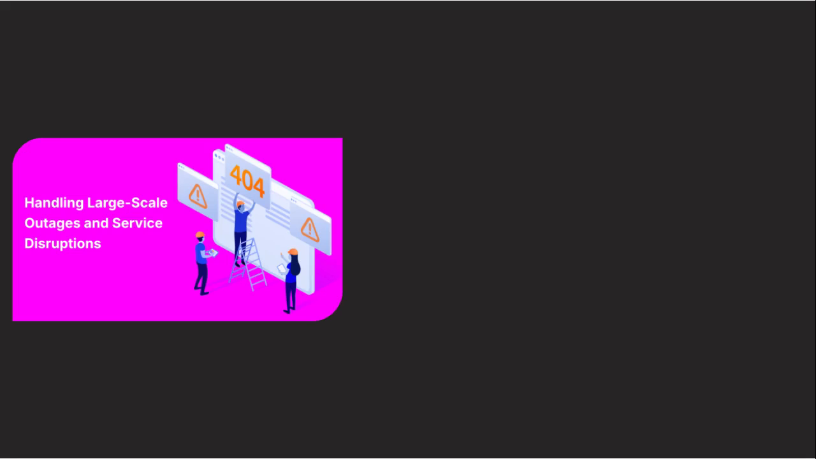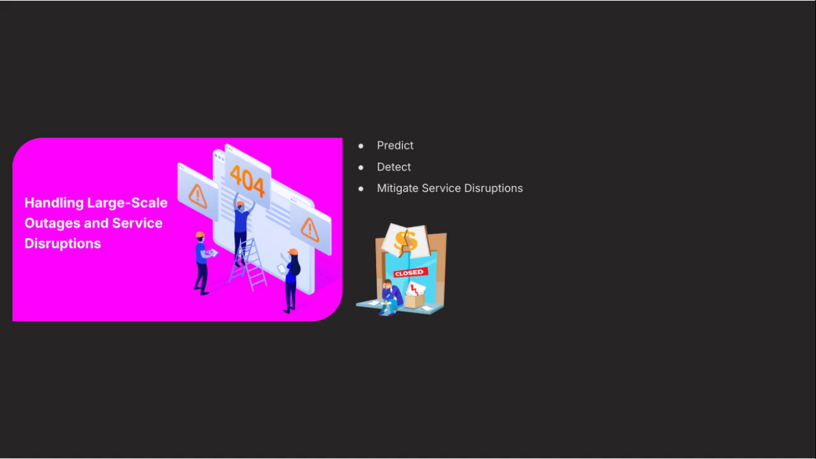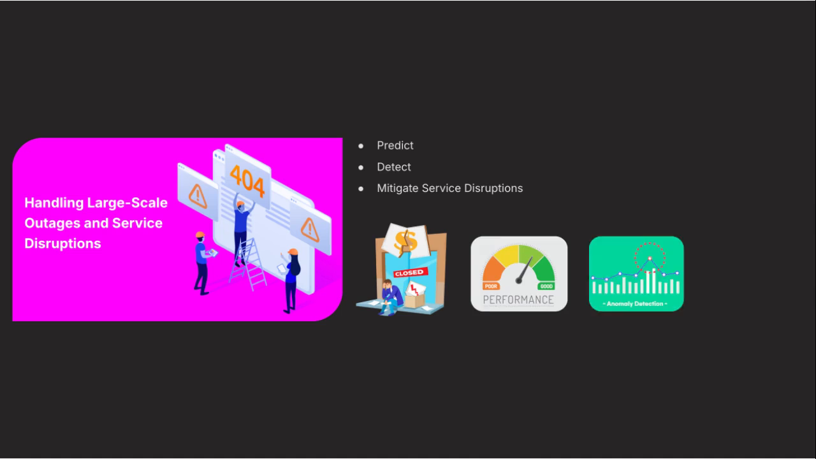In today's digital world, outages can cost businesses millions. AIOps helps predict, detect, and mitigate service disruptions by monitoring real-time performance metrics across IT environments, using anomaly detection to spot deviations that may indicate an impending outage, triggering automated responses to mitigate the impact before users are affected. This proactive approach minimizes downtime and ensures business continuity.